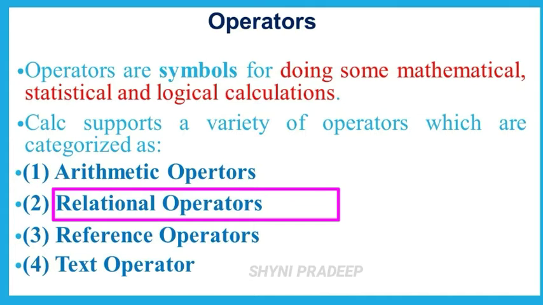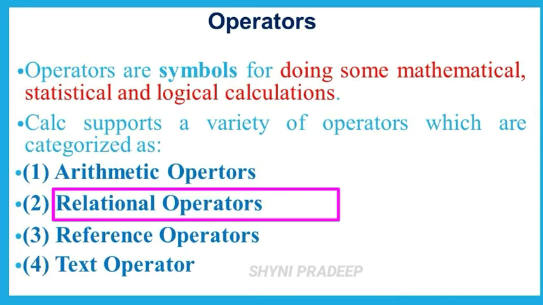Next, relational operators. What are relational operators? Relational operators are symbols used for comparing two values such as greater than, less than or equal to, etc. The relational operators are also called comparative operators. These operators return either true or false as a result. Greater than, less than, greater than or equal to, less than or equal to, not equal to. These are the relational operators.